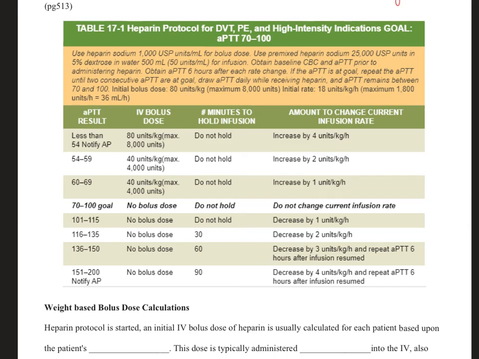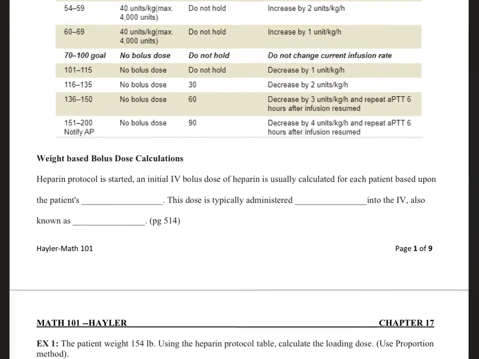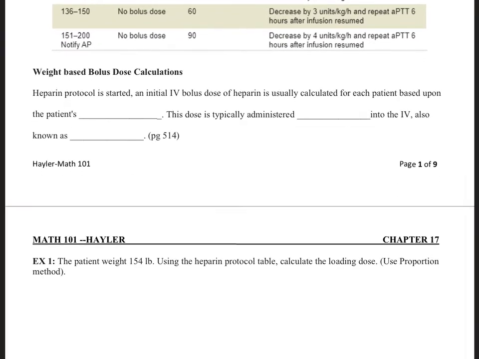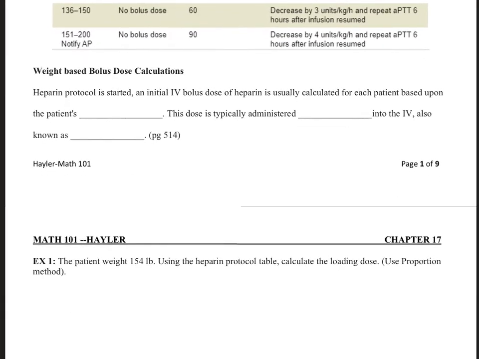And we'll be using it as we move along. Alright, so weight-based bolus dose calculations. So the heparin protocol is started. An initial bolus dose of heparin is usually calculated for each patient based upon the patient's weight, as mentioned before. This dose is typically administered directly into the IV, also known as IV push.